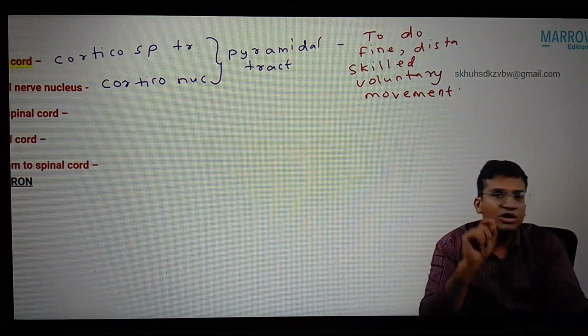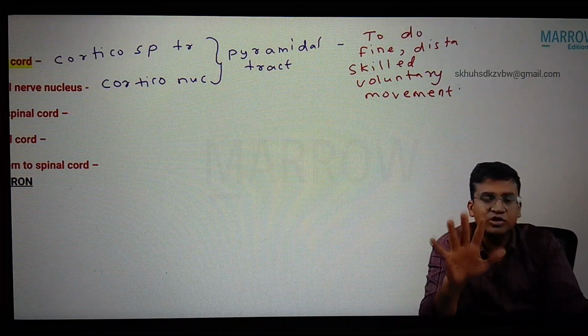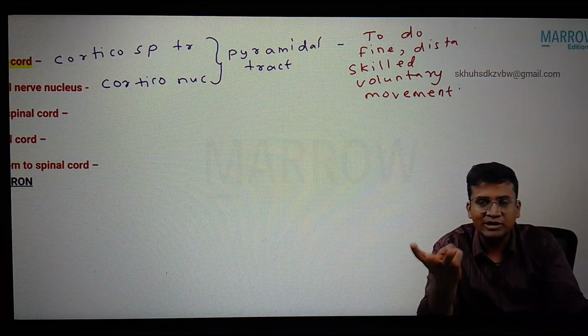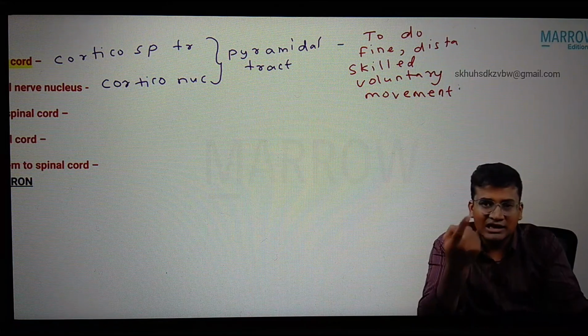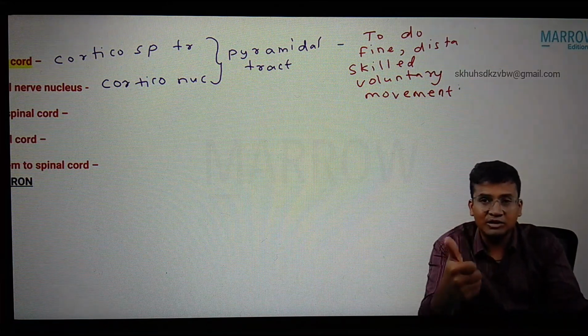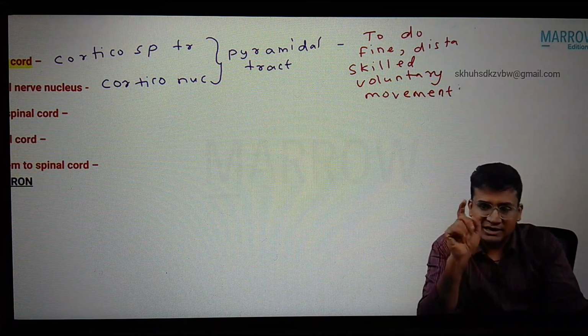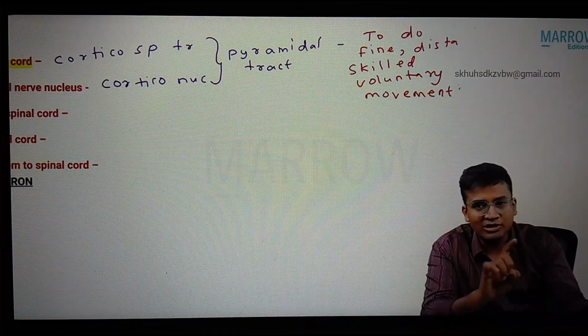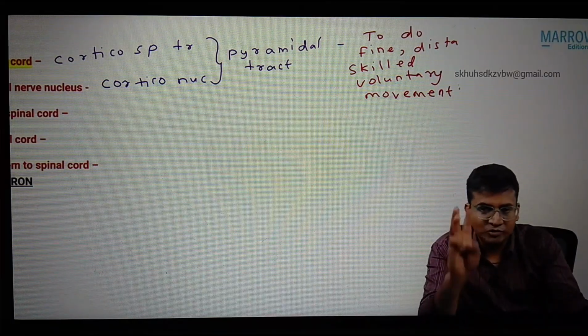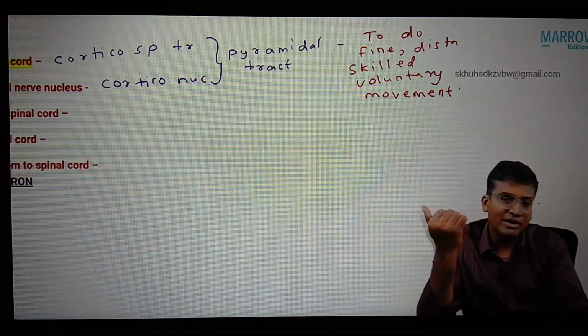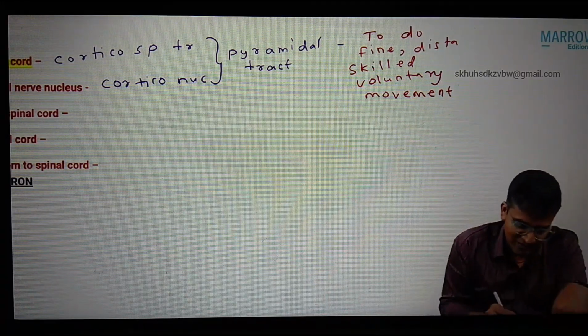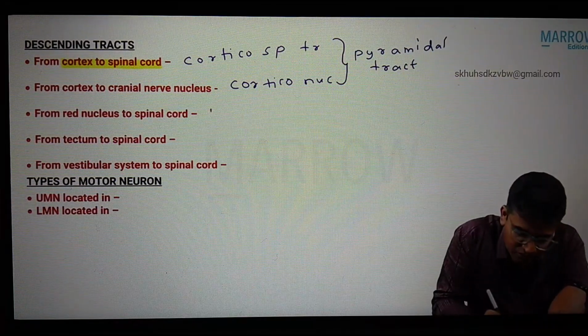For example, you are taking notes. You are using your fingers, distal movement. You are writing, fine movement, skilled movement. It is under your control, voluntary movement. So the pyramidal tract contains the corticospinal tract and the corticonuclear tract, which help to do fine movement, distal movement, skilled movement, and voluntary movement.